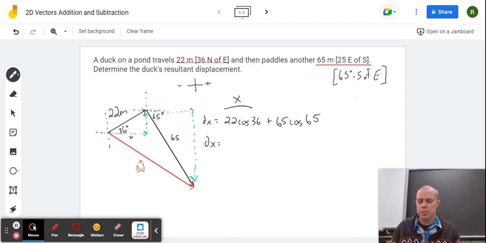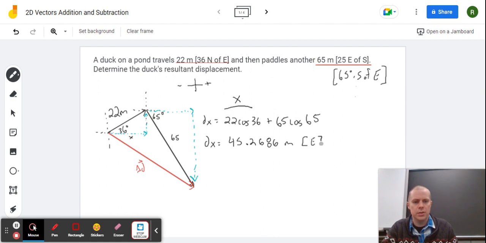And again, make sure, especially if you're taking advanced functions, your calculator, you might be using radians a lot. So make sure that whenever you're doing physics, you switch it back to degrees. So 22 cos 36 plus 65 cos 65. And I get 45.2686 meters east. I'm going to keep that number with 4 decimal places just to help for accuracy. Then I'm going to do the same with the y components.